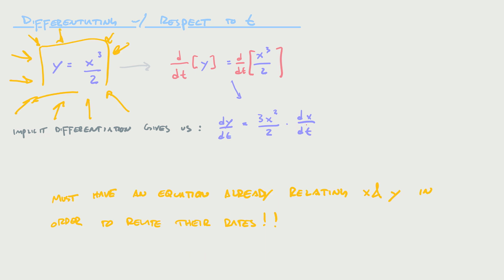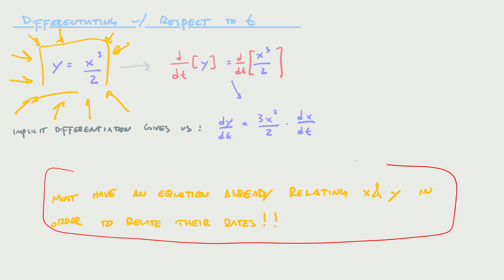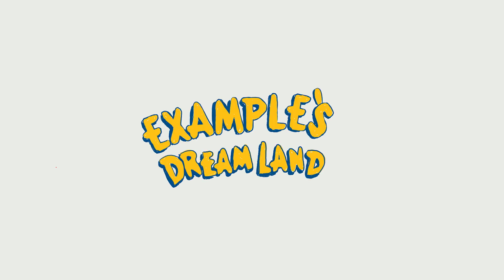The other important thing to keep in mind is that in order to relate rates at all, and we said this a little bit ago, you have to have an equation that already relates x and y. And oftentimes I find that part is the most difficult part of doing related rates. What is an equation at all that will relate our base variables so that we can just differentiate them with respect to time, thus relating their rates? So now, let's get into some examples.